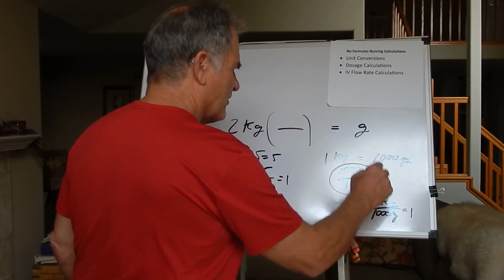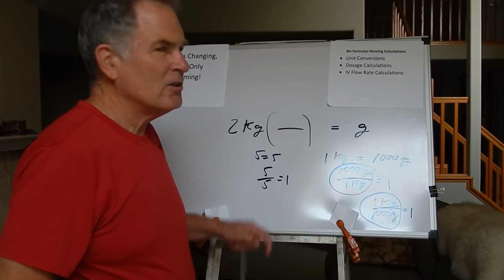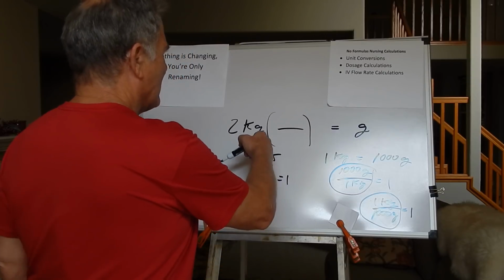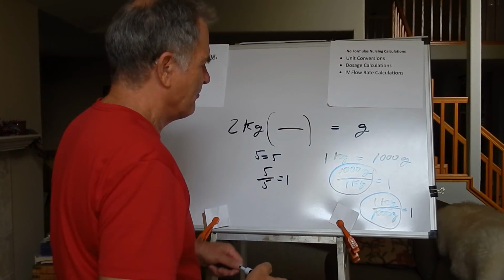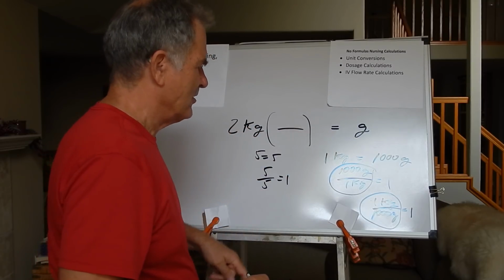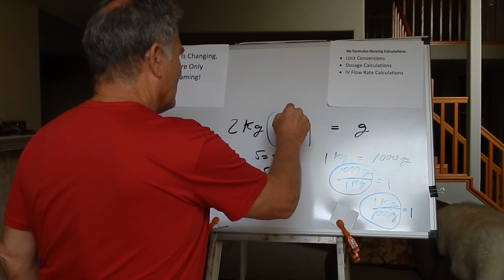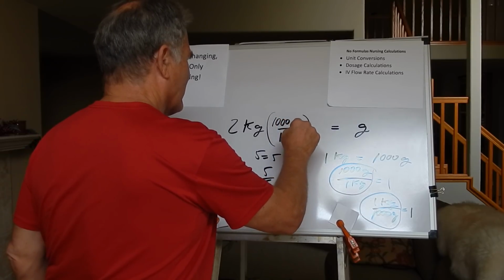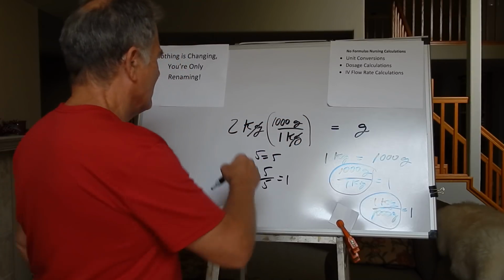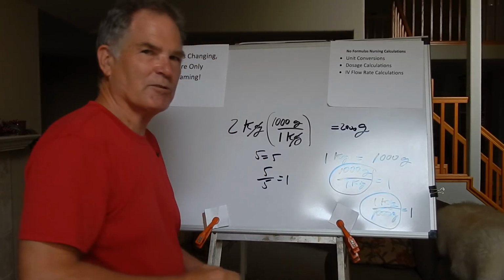Now we have these two ratios, and we can use those as tools to change back and forth between grams and kilograms. In this case, we want to go from kilograms to grams. So we have to cancel out kilograms and end up with grams. We're going to use this ratio, 1,000 grams over 1 kilogram. Those cancel, and you're left with grams. So you have 2 times 1,000 grams equals 2,000 grams, right?